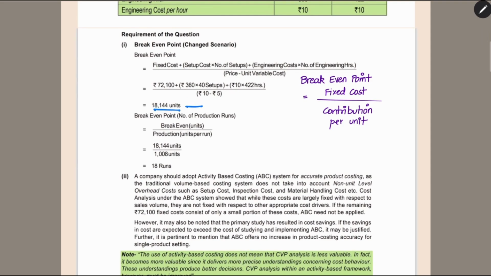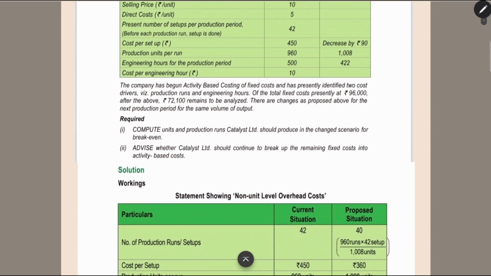For producing this many units, how many production runs are required? This is computed here. Total break-even units divided by the units produced in one production run, which is 1008 units. So 18 runs will be required in order to produce the break-even point units. This is the requirement in the first part of the question.